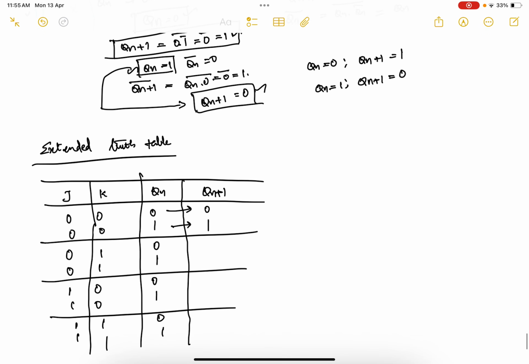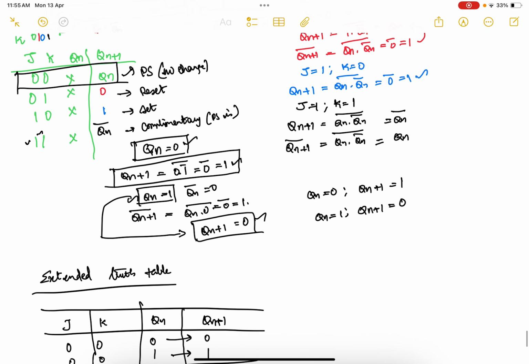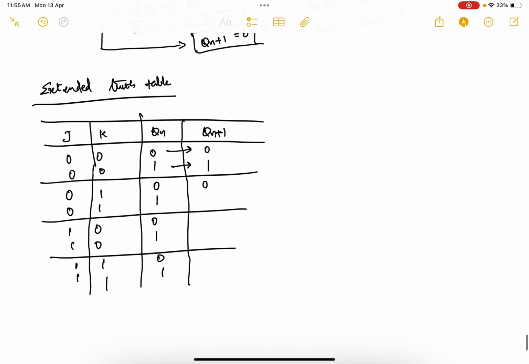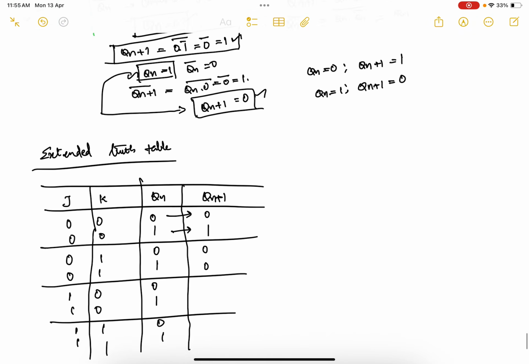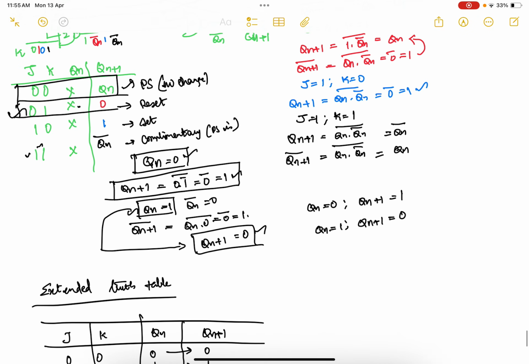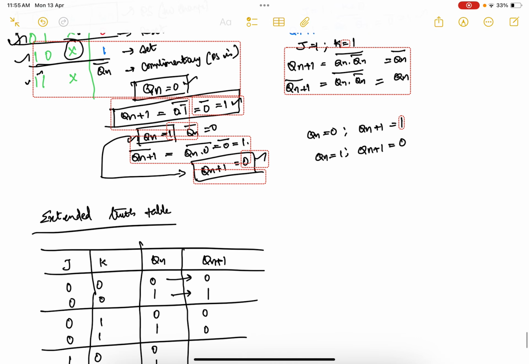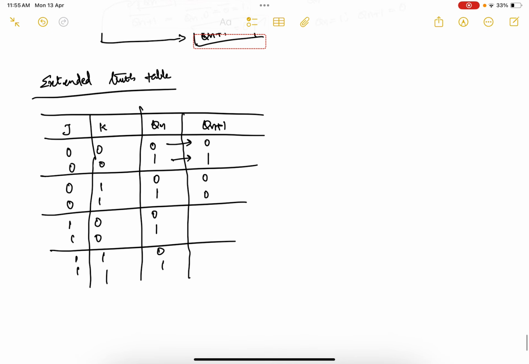Okay, now if it is 0 and 1, what is happening? I am not going to worry about your present state. Your output is always becoming 0 for the 0 1 condition. So next is for your 1 0 condition. In the 1 0 condition also, I am not going to worry about your present state. My next state is always becoming 1.